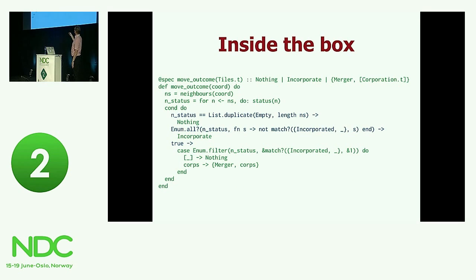So, yeah, start here. And then continuing that thinking, when you want to do the move outcome thing, here, that's the coordinate you're trying to place something on. You first find out who are my neighbors, and for all neighbors, I ask the status of them, and the status is either it's empty, it's full, or it's incorporated, meaning that it's part of a corporation. So those are the outcomes a state space can be in. And then you say, if the neighboring status list is a list containing only empty things of that length, the number of neighbors you had there, that's actually ugly code. Even if it's in Elixir, that's ugly code.